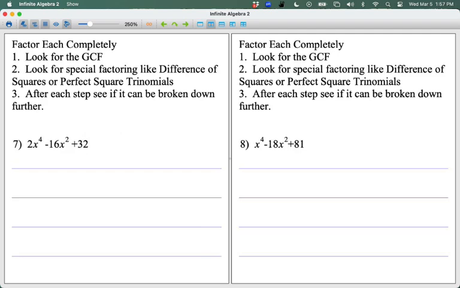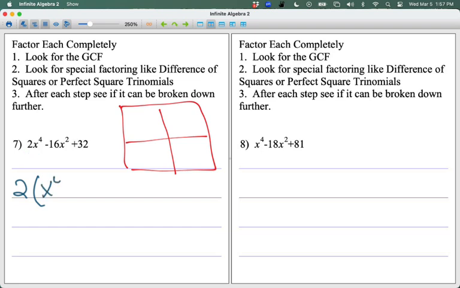Let's do number 7 and 8. Number 7, even though we have to the 4th power, this is still a box method. Can I take anything out first, though? Because my trick or my steps is to do the greatest common factor. So can I take anything out? And I can take a 2 out. When I divide a 2 out, I'm left with x to the 4th. Divide a 2 out, I'm left with 8x squared. And then I take a 2 out, I'm left with 16.